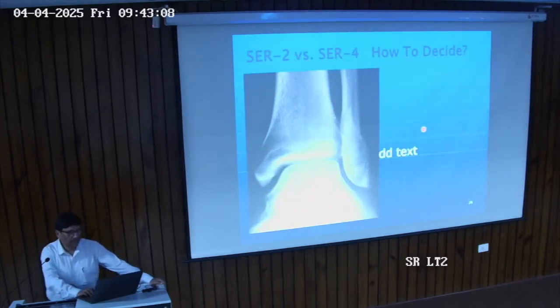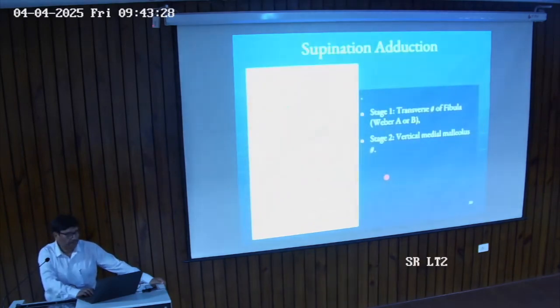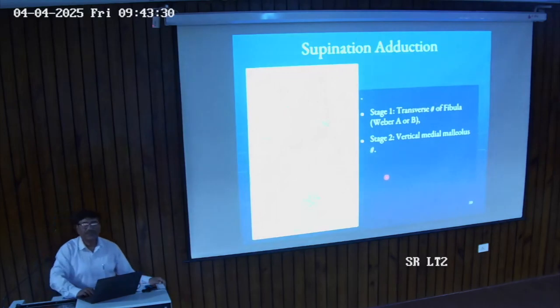Stage 2 versus stage 4, how to decide? Here, if you do a stress view, you would find that this joint space is increased. Stage 4, unstable, needs anatomical restoration of the bone fragments, fixation of the lateral malleolus fracture. So this was about the supination external rotation injury.